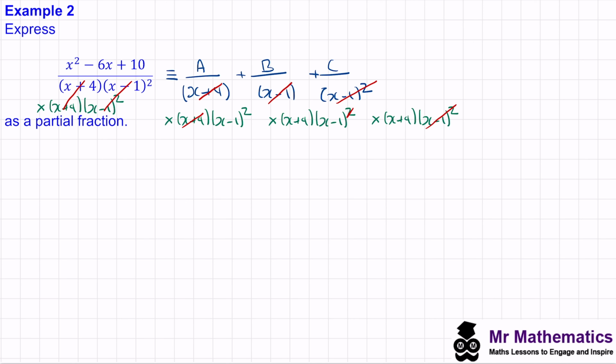So now we get x squared minus 6x plus 10 on the left hand side, and this is identical to a lots of x minus 1 squared plus b, and then we have the x plus 4 and then x minus 1. So we'll have b lots of x plus 4 times x minus 1 plus c times x plus 4.